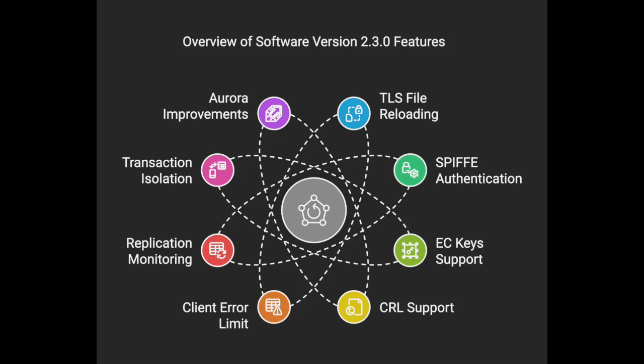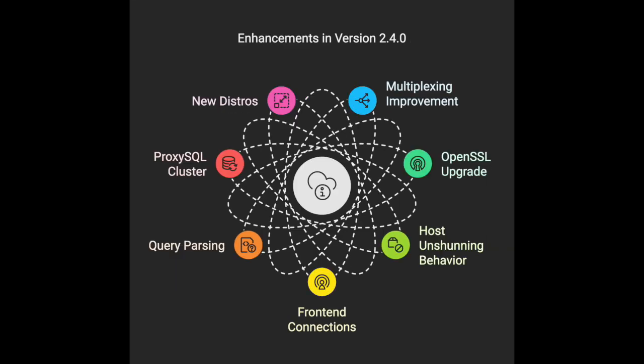And it also added SPIFFE authentication. So think of SPIFFE like a digital ID card for your services. It's a secure way to verify the identity of different parts of your system. So by adding SPIFFE, 2.3.x added another layer of security, making sure only authorized apps can talk to your database. Gotcha. So 2.3.x was all about security then.